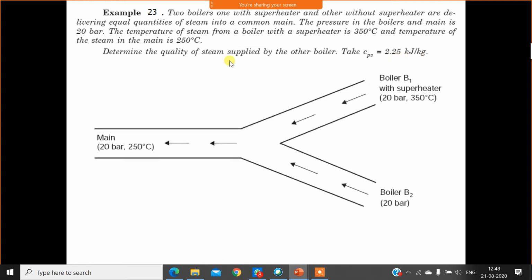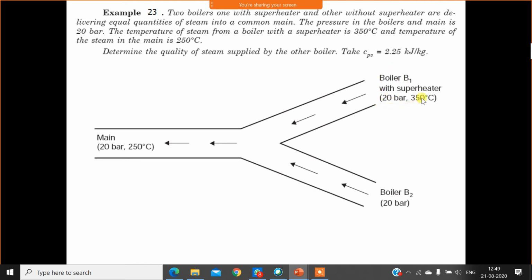Now in this problem, this diagram is given. There are two boilers, as understood from the figure: boiler B1 and boiler B2. Boiler B1 is coupled with a superheater, and in boiler B2 there is no superheater.